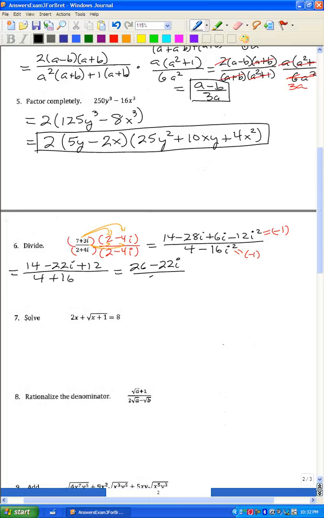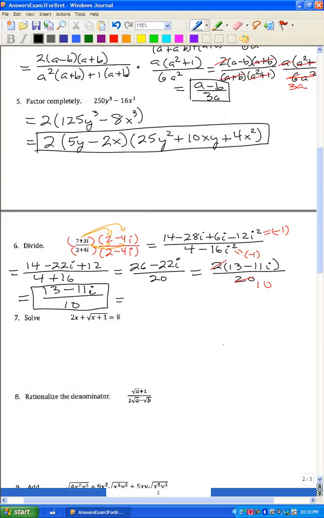4 plus 16, 20. I can factor a 2 from the numerator. So I get 13 minus 11i divided by 20. I can divide both the numerator and denominator by 2. And so I get 13 minus 11i over 10. You can write this in standard form as 13 over 10 minus 11 over 10i.